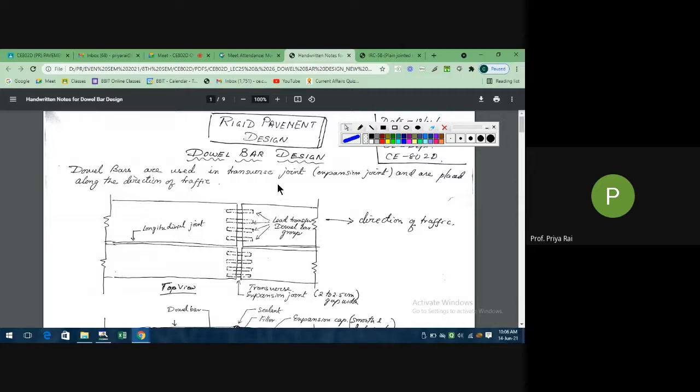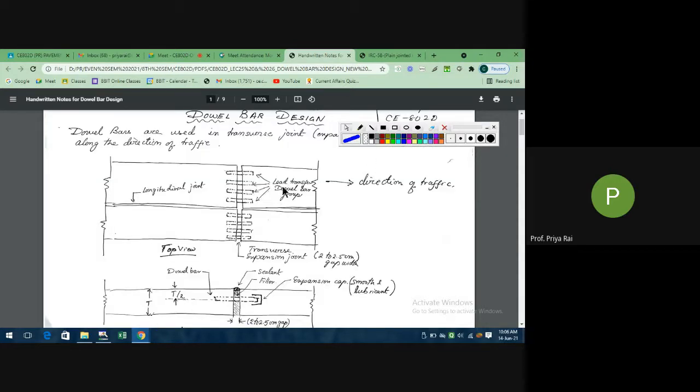Over the last three lectures, I have been telling you many times: what is a dowel bar, what is a tie bar, what is a longitudinal joint, what is a transverse joint, and what are the purposes of the dowel bar and tie bar. This I have already explained. So can you tell me what is a dowel bar, and in which joint we generally provide it?